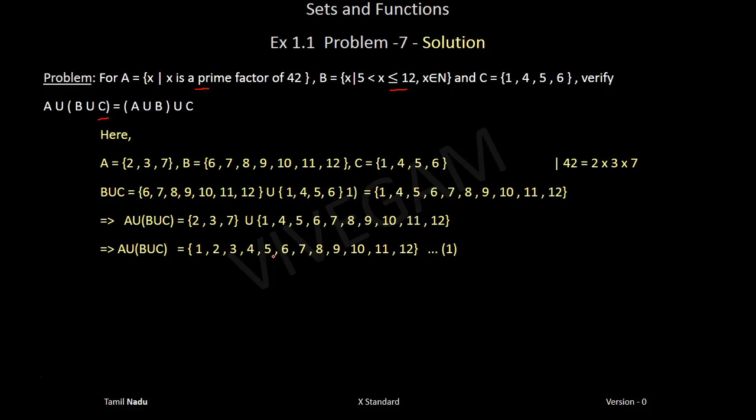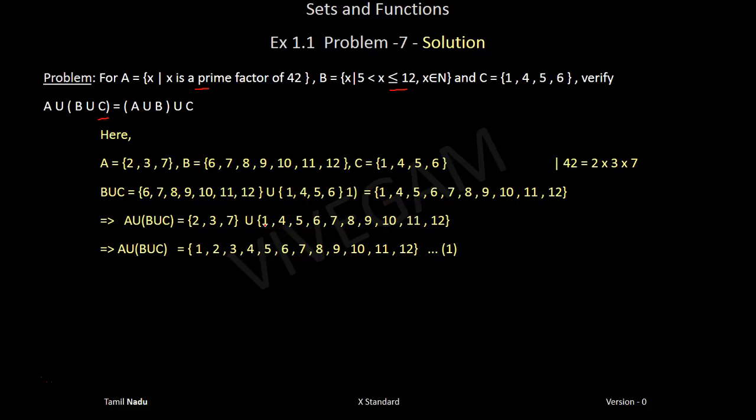But there's a good chance of missing out elements, so it's better to combine these two steps. Like in this case, it will be 2, 3, 7. Then start writing 1, 4, 5, 6. 7 is there, so we should not repeat. Then 8, 9, 10, 11, 12. Then rearrange that into ascending order 1, 2, 3, 4. But I'm skipping that step and writing it straight away.